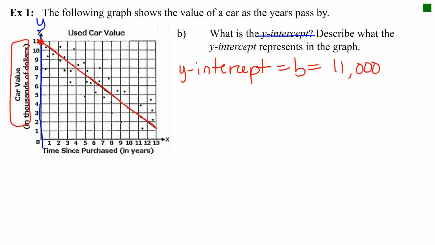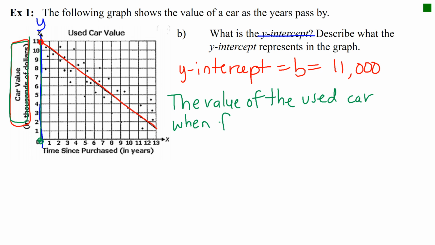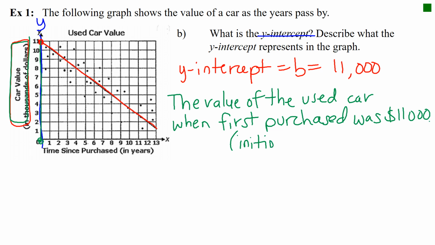Okay. And the second part was to describe what that represents. So we know that's the car value, $11,000. We just need to figure out at what year, so we follow it all the way down. It corresponds with the year 0, which means no time has passed since you bought it, so that means when you first purchased it. The value of the used car when first purchased was $11,000. So also put, instead of first purchase, also put the initial value. So the y-intercept, where does my line cross the y-axis at 11,000? And then what it represents, the value of the used car when first purchased, also known as your initial value.